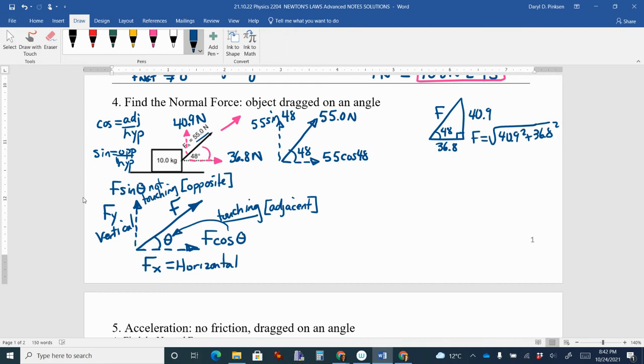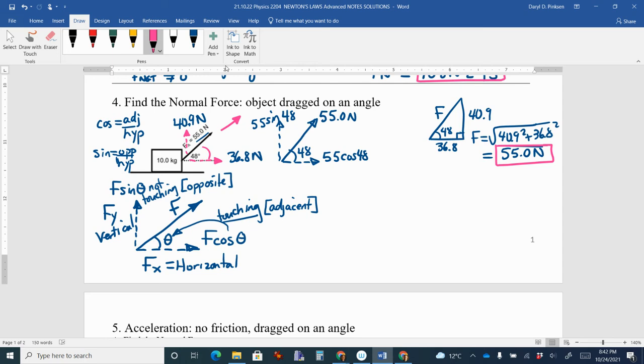And you can try this on your calculator along with me, assuming you brought one. And my calculator is the one that's on my phone that looks just like a Casio 991. So here we go. Square root of 40.9 squared plus 36.8 squared. And what a surprise. You get 55. It's 55.0 newtons. So folks, this is the cool thing about trigonometry, is that it works with the Pythagorean theorem.